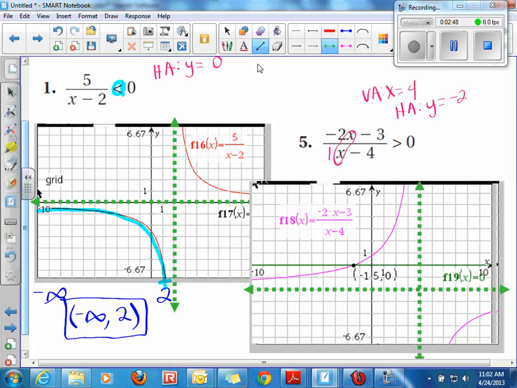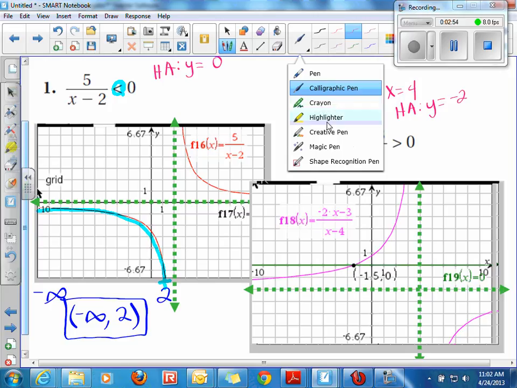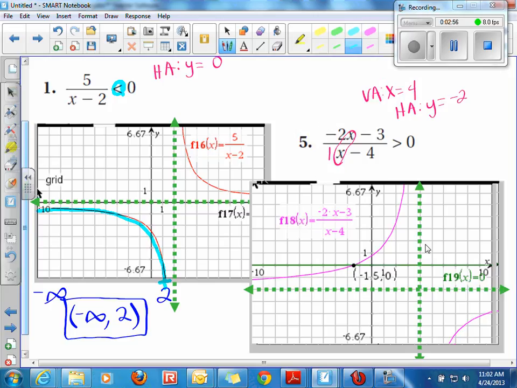Now the question is asking, when is the graph greater than 0? So I need to go into the graph and I need to find when it's greater than 0. Well, this part down here in the bottom right, that part is never going to be more than 0 because of these asymptotes. It can never cross those, so it's never going to reach up here. So the only part that's accessible for this answer is this part of the graph.